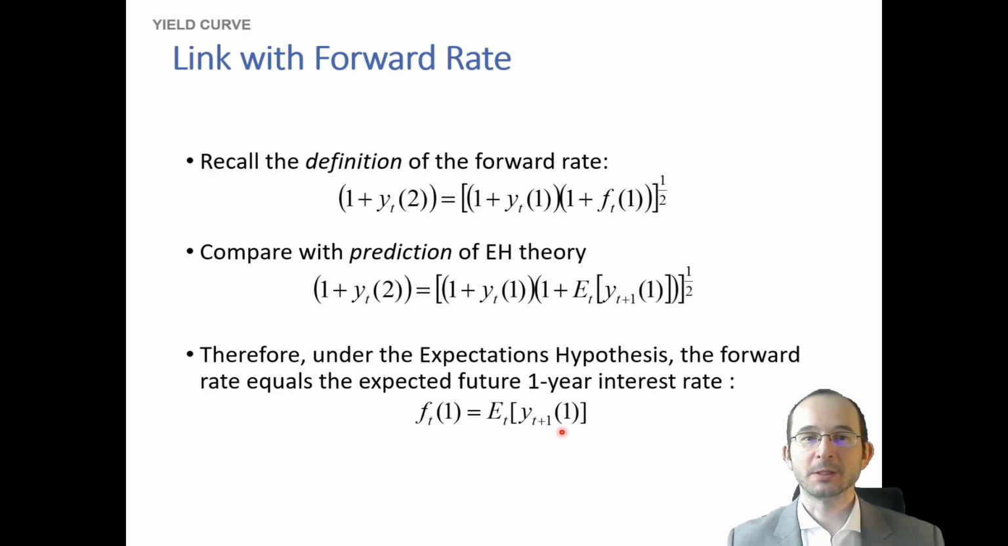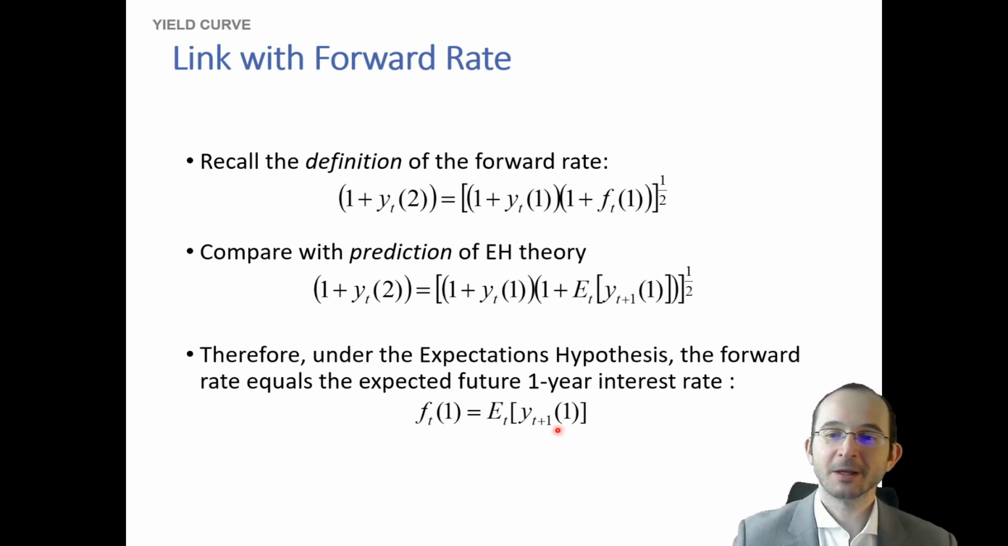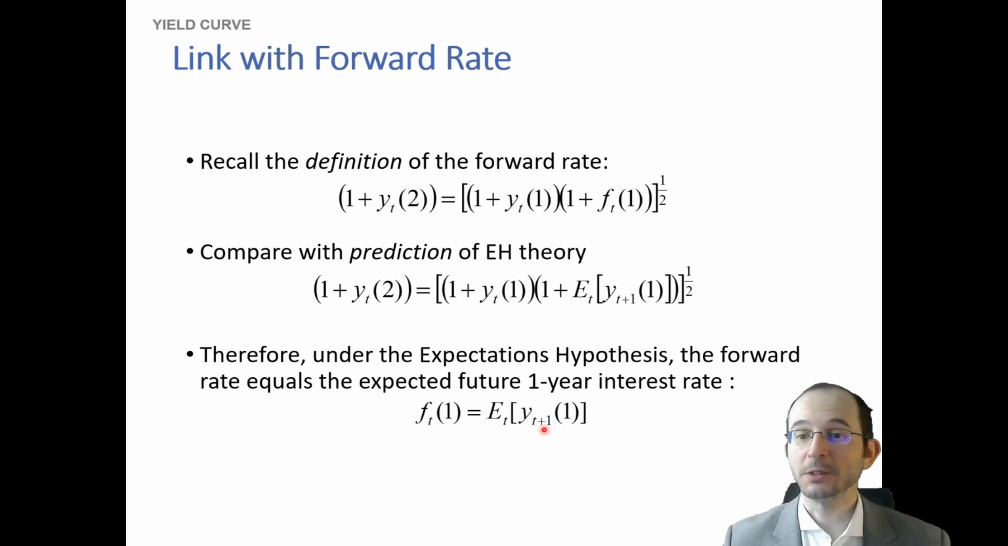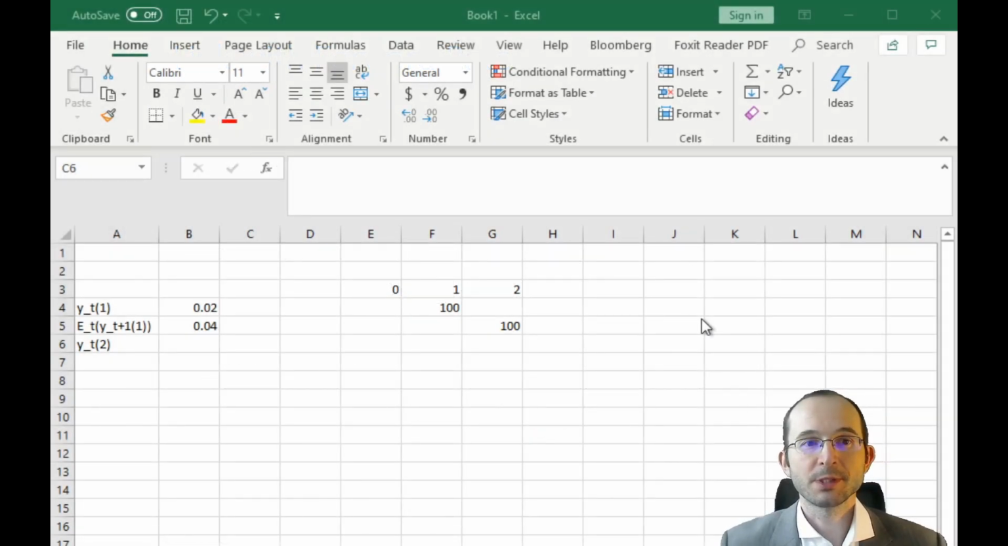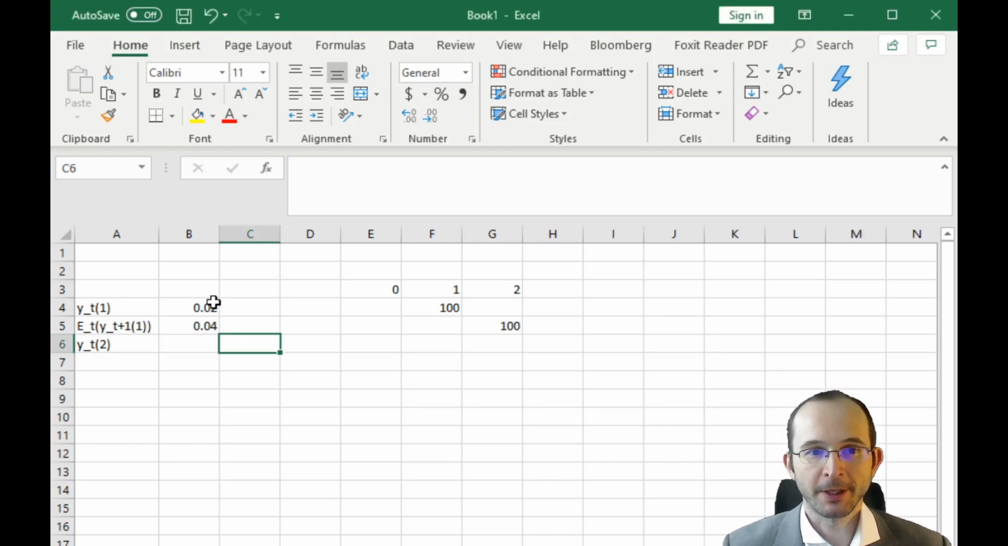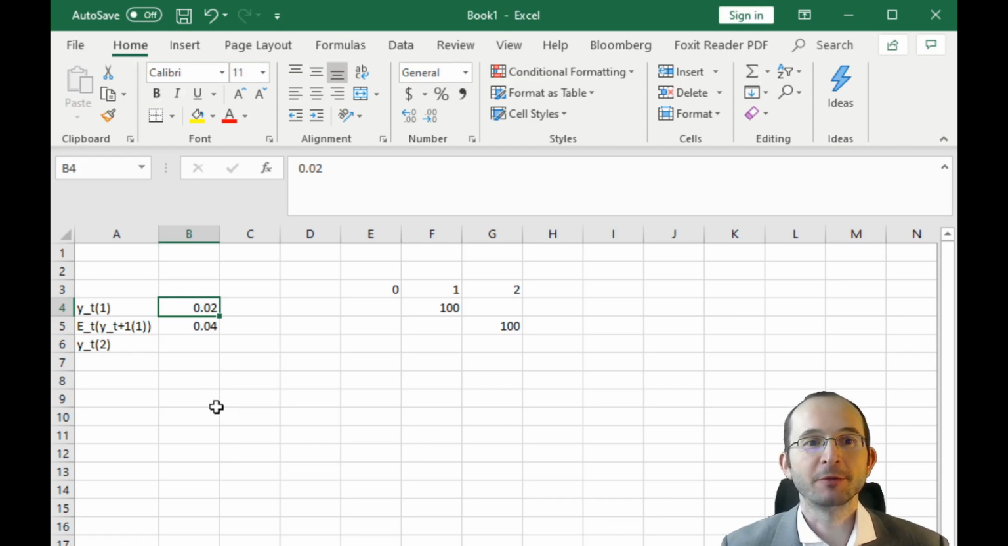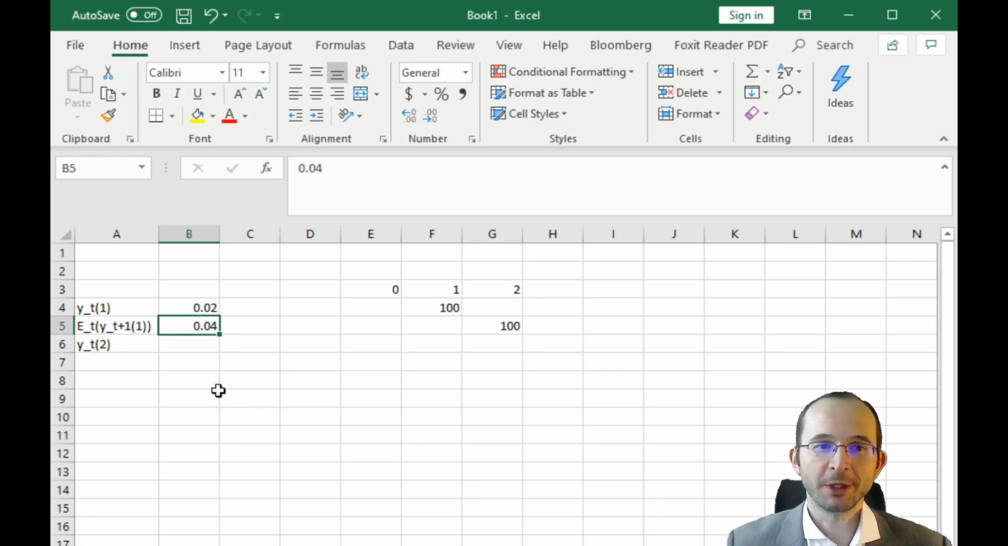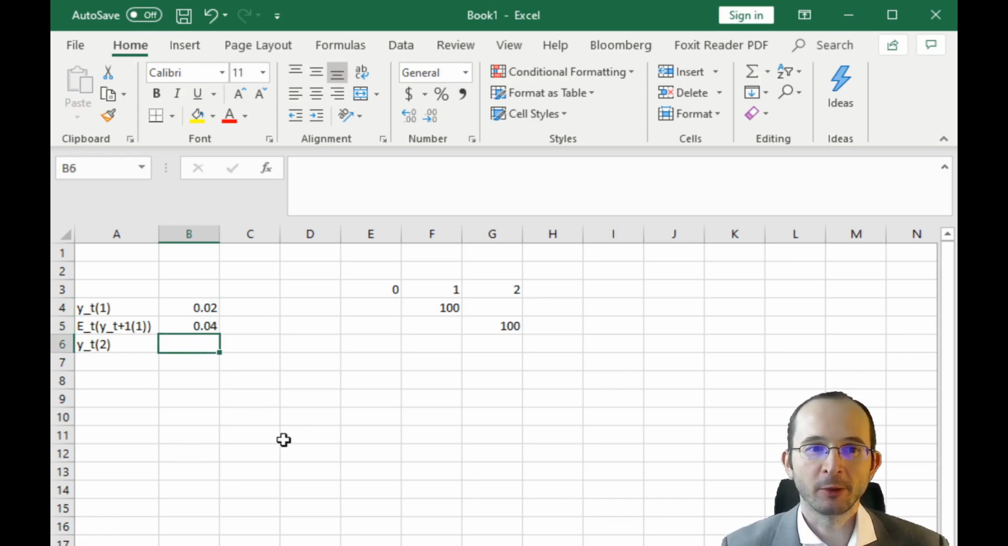So let's look at an example of how we can actually pin down these holding period returns and how we can actually ensure that they will be the same across time. All right, so let's describe how the expectation hypothesis works. Let's say we've got our spot 1 year rate of 2%, and we've got our expected rate 1 year from now for 1 year of 4%. First of all, what should our spot rate for 2 years then be?